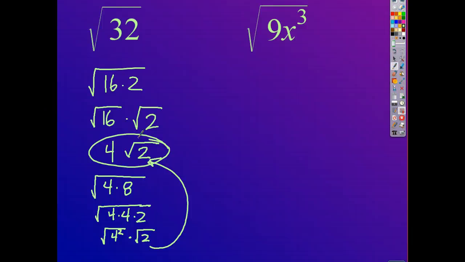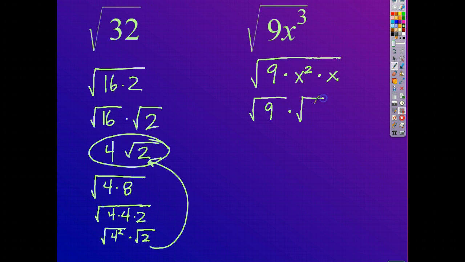The square root of 9x cubed. There are a couple perfect squares in here. We can break this down. Well, 9 is a perfect square, so let's just say 9 times, and then x squared is a perfect square, and then times x. And then I can break this up into the square root of 9 times the square root of x squared times the square root of x.